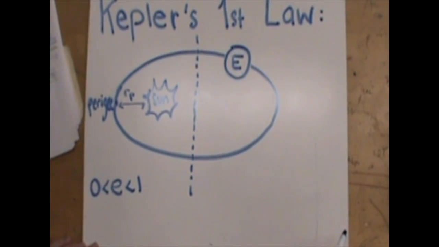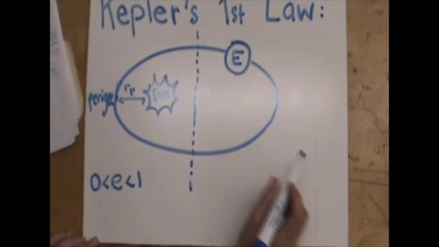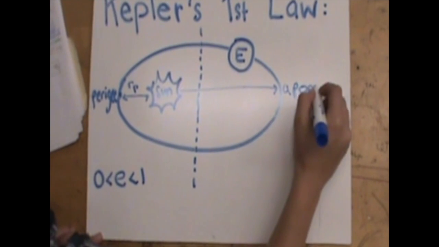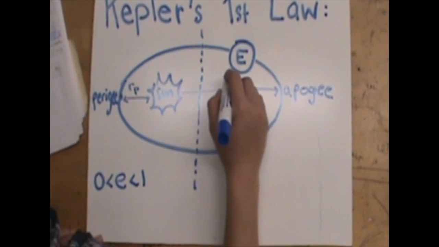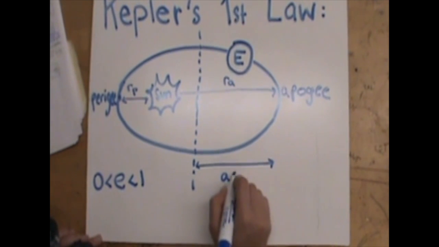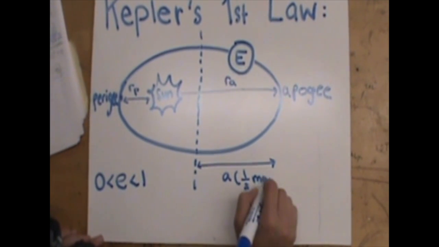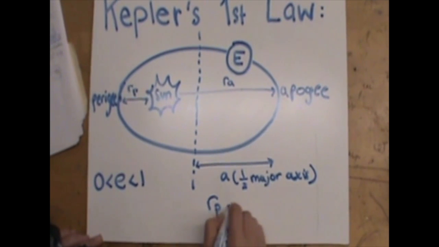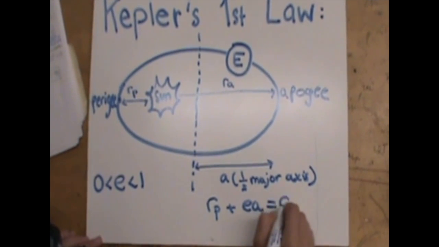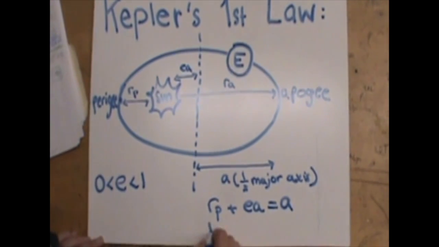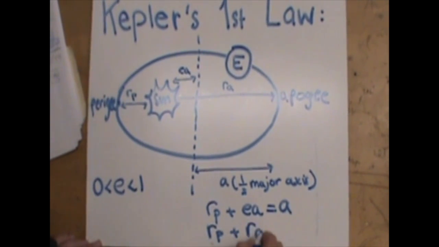The point at which the orbit is longest is called the apogee. The distance along the major axis is called the radius of the apogee, or, as you guessed, the aphelion. Mathematically, RP plus EA equals A, and RA plus RP equals 2A, where E equals eccentricity, 2A is the length of the major axis, and RA and RP are the radius of the apogee and the radius of the perigee.